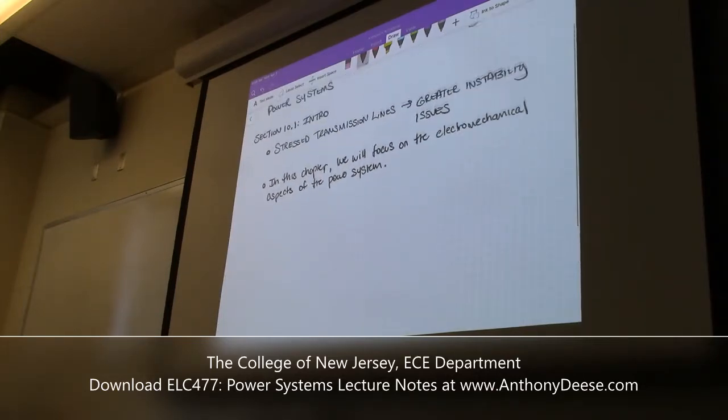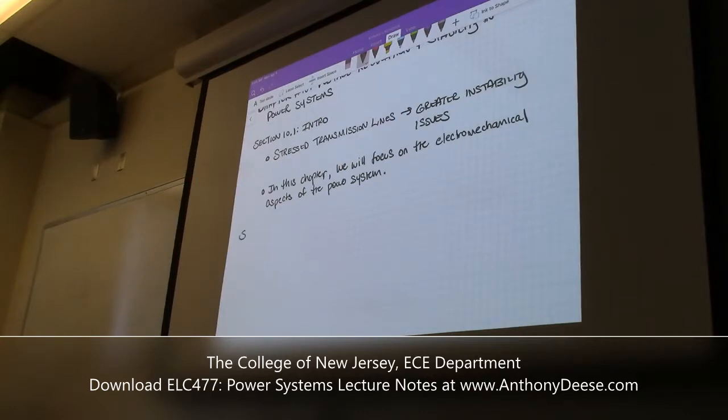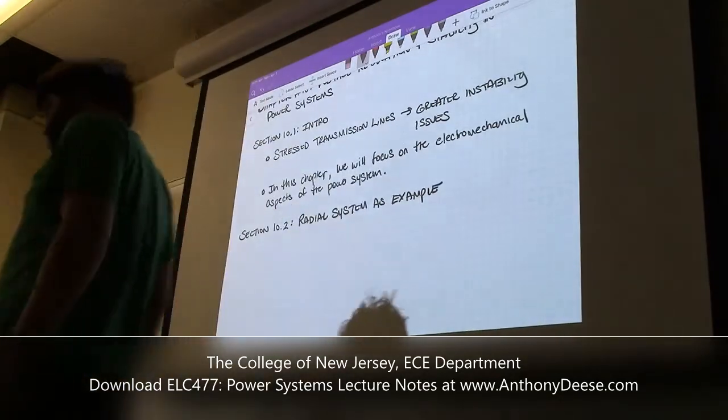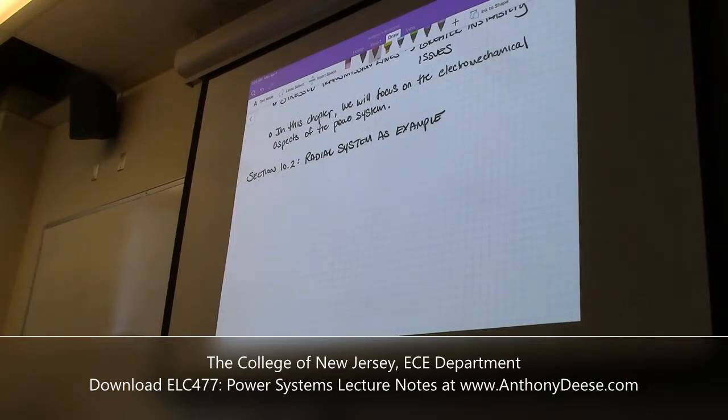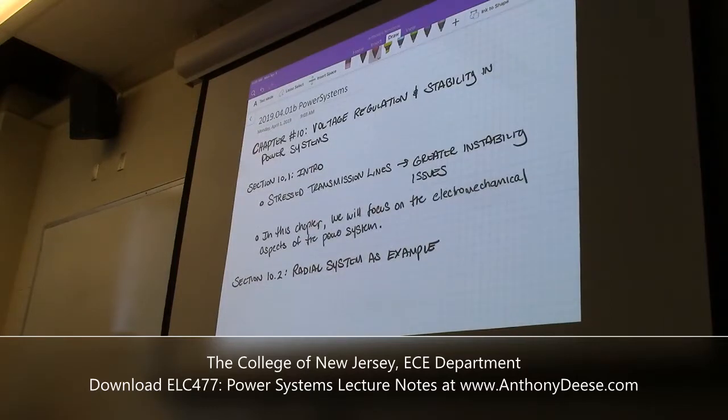Okay, so section 10.2. The radial system as an example. So here is one example system that we're going to use in this chapter to illustrate these voltage regulation and stability issues in a power system.